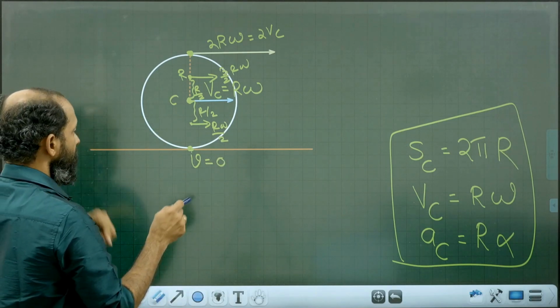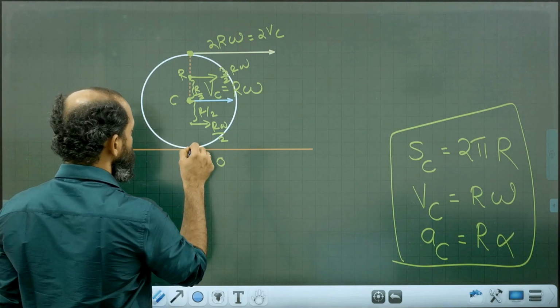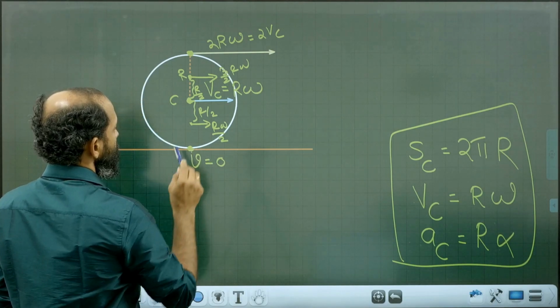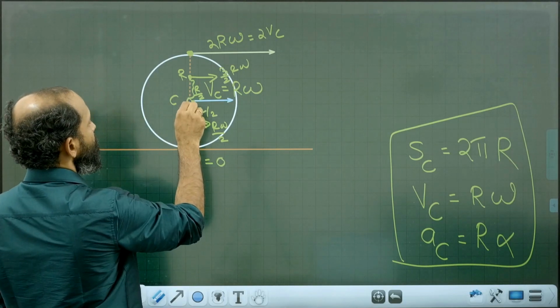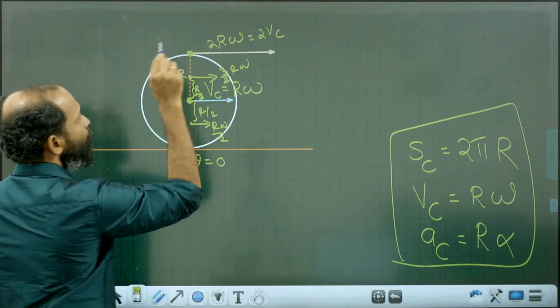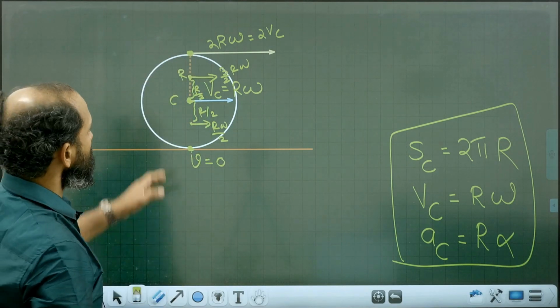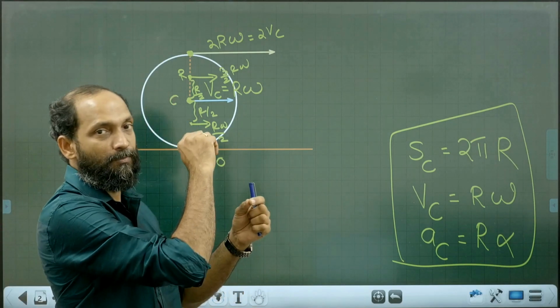So the speed of the particle at the bottom with respect to the bottommost point is 0. Speed of center of mass with respect to bottommost point is r omega. Speed of topmost point with respect to the bottommost point is 2r omega. So the fastest one is at the topmost point. When that particle reaches the top, it becomes faster.